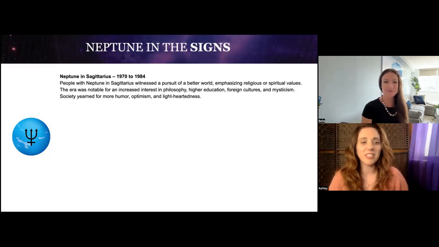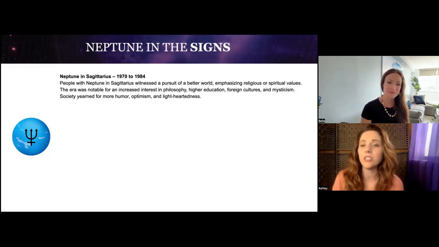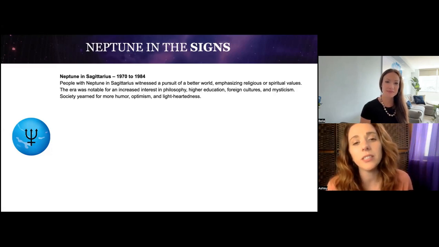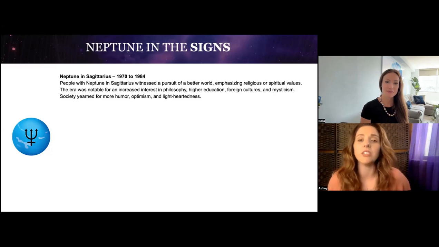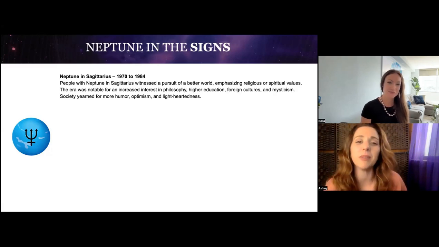People with Neptune in Sagittarius witnessed a pursuit of a better world, emphasizing religious or spiritual values. The era was notable for an increased interest in philosophy, higher education, foreign cultures, and mysticism. Oh yeah, I want to be in there. Society yearned for more humor, optimism, and lightheartedness.